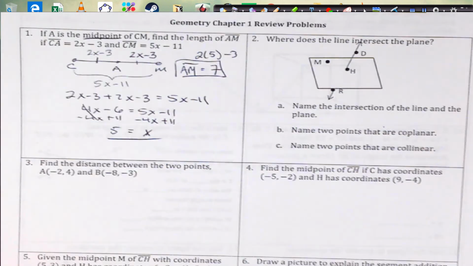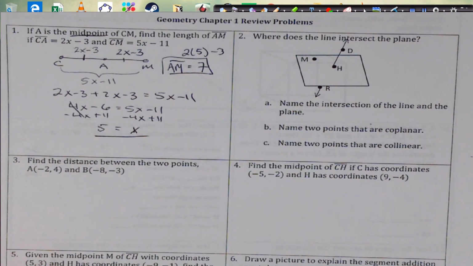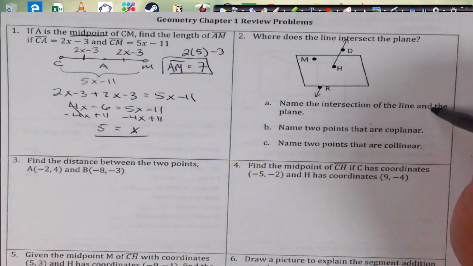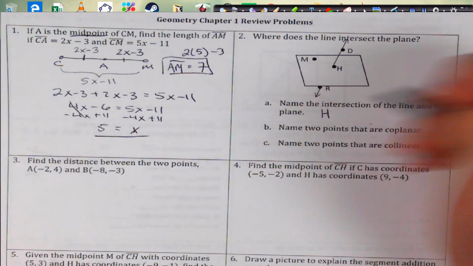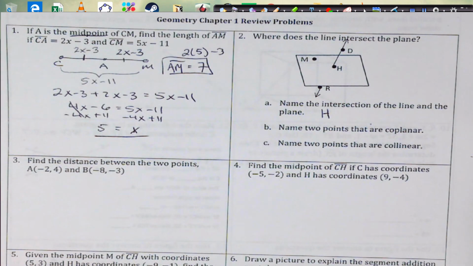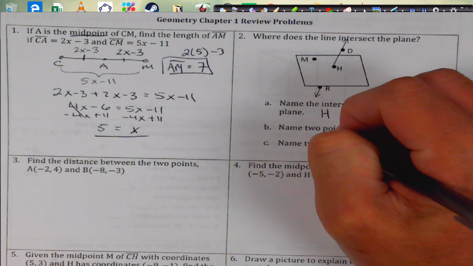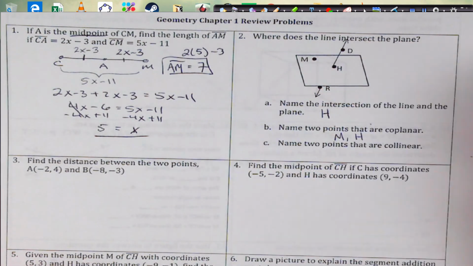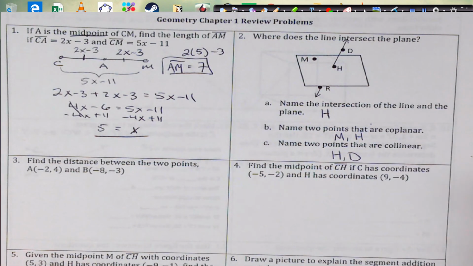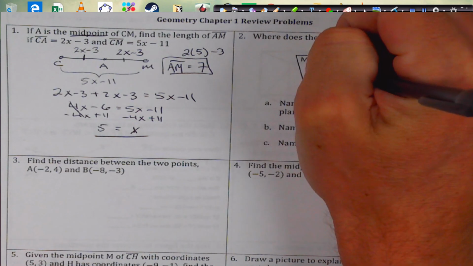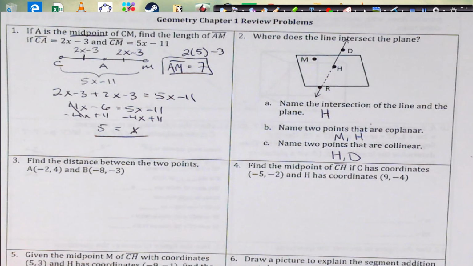Number 2, where does the line intersect the plane? Naming the intersection of the line and the plane. Lines and planes meet at exactly one point, so the intersection is at point H. What two points are coplanar? That would be M and H, which are on the same plane. And name 2 points that are collinear. Well, H and D would be on the same line. R would also be, it doesn't show, but this would technically be going all the way through.